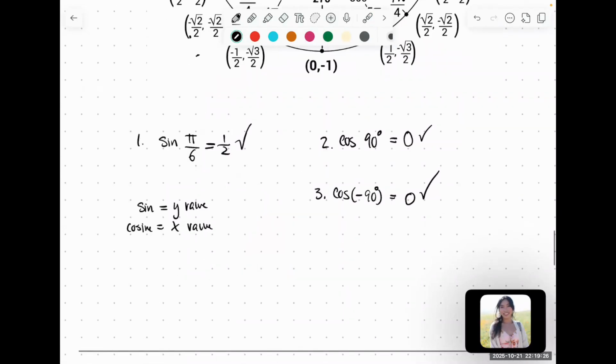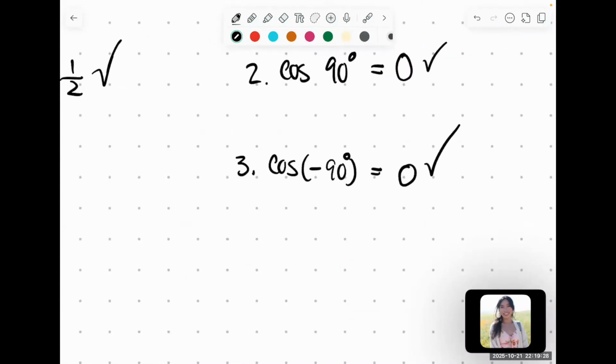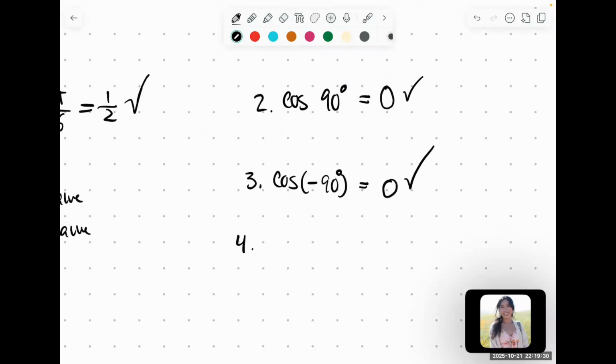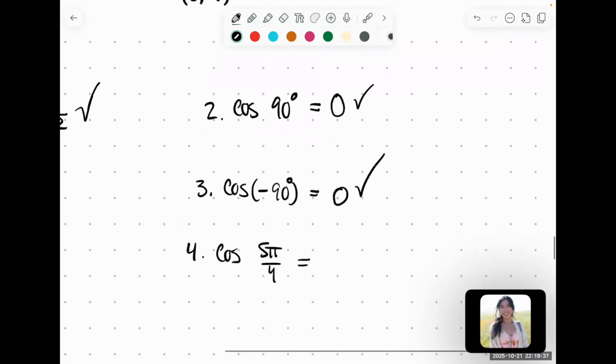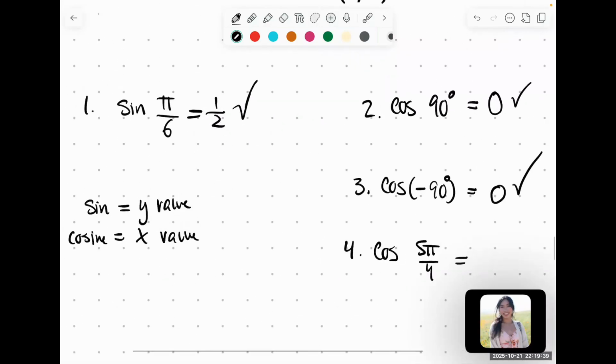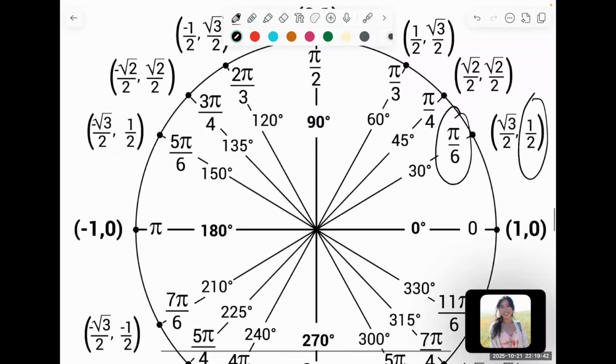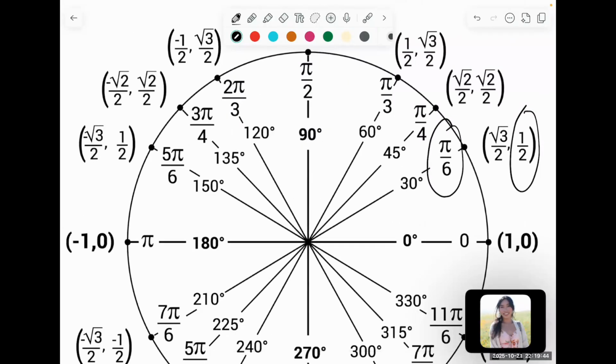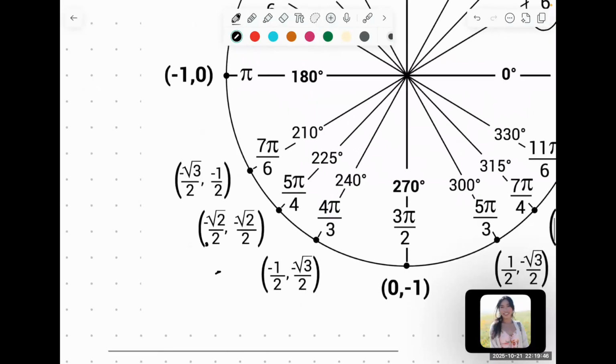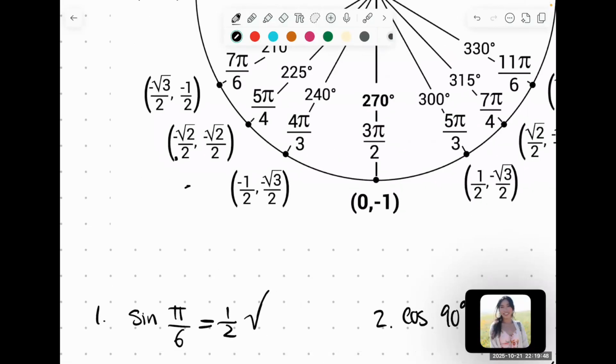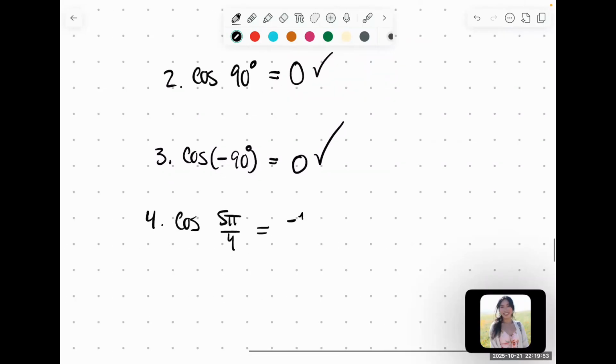Okay, let's do another one. Get the hang of it some more. Let's find cosine of 5 pi over 4. Okay, so for cosine, we're going to be looking at the x value. Let's see, 5 pi over 4. Okay, that's going to be down here. It's going to be negative square root of 2 over 2. So negative square root of 2 over 2. Nice. Okay.